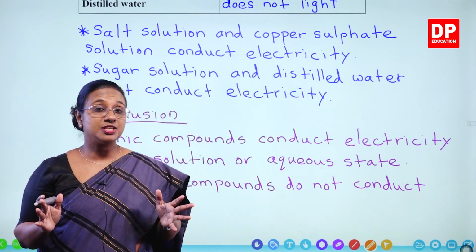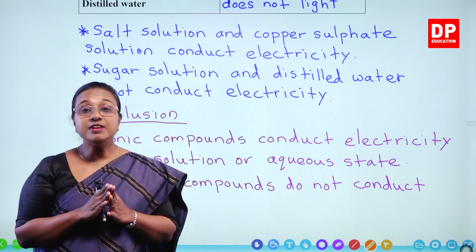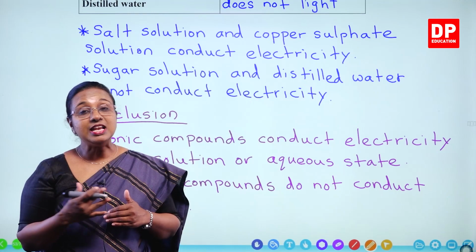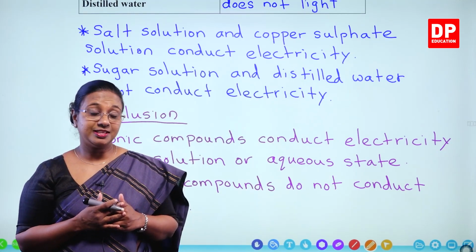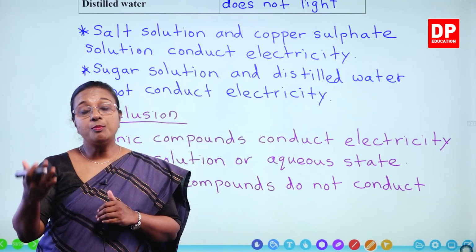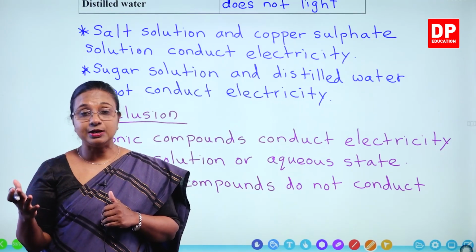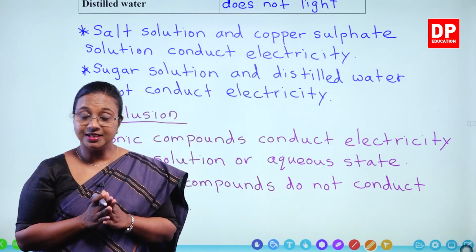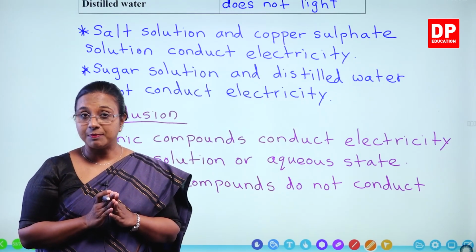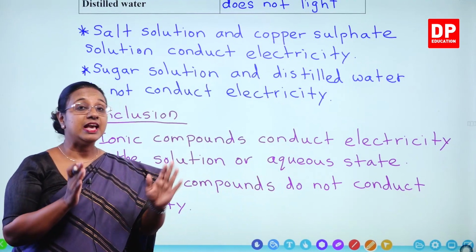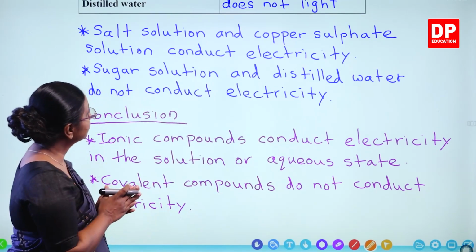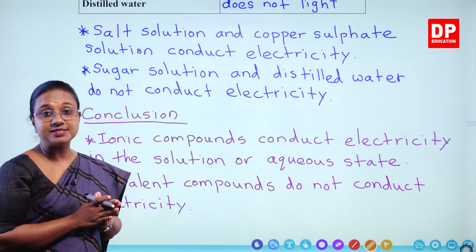But in the solution state, aqueous state, or the fused or molten state, that is when they are in the liquid state, then they can conduct electricity. So, ionic compounds in the solution state, that is aqueous, or molten or fused state, that is liquid, conduct electricity because of the mobile ions present. You all have to remember that. But covalent compounds, except for graphite, don't conduct electricity. So, that is what we can conclude from this activity.